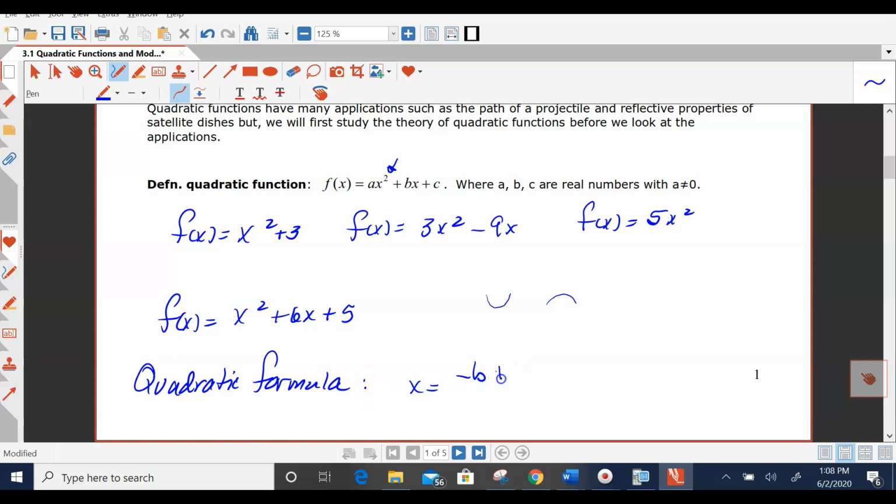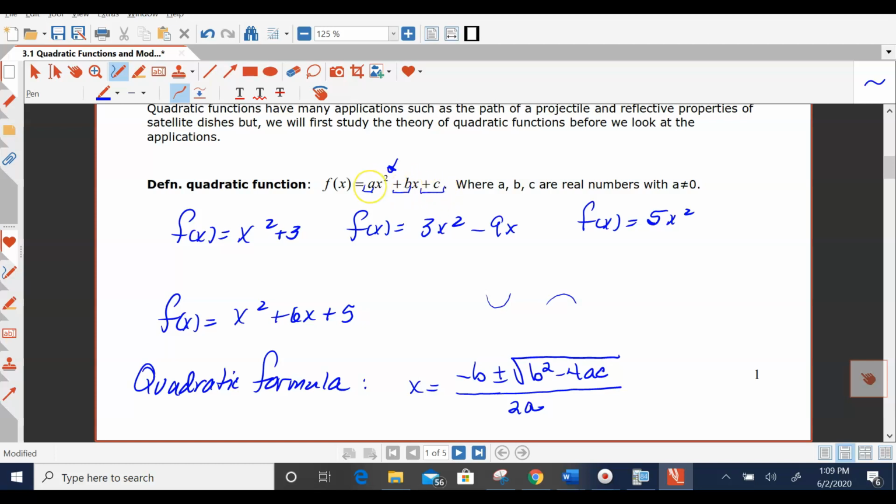Negative b plus or minus the square root of b squared minus 4ac, and that entire thing is divided by 2a. And where do the a's, b's, and c's come from? Well, they are the coefficients. So I basically ignore my x's and just pick up the coefficient a, the coefficient b, and the coefficient c.